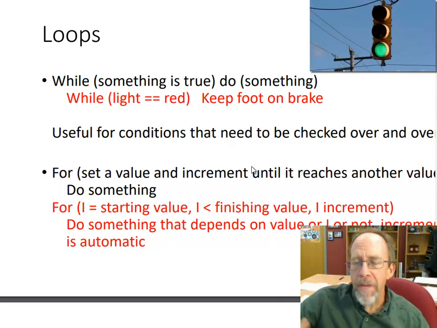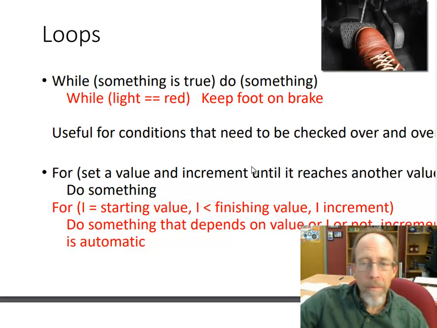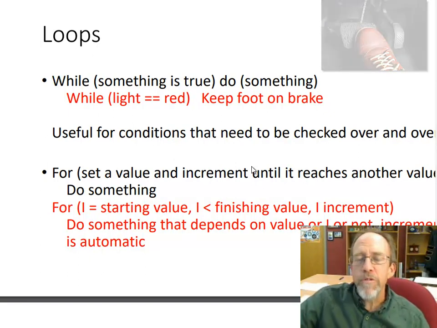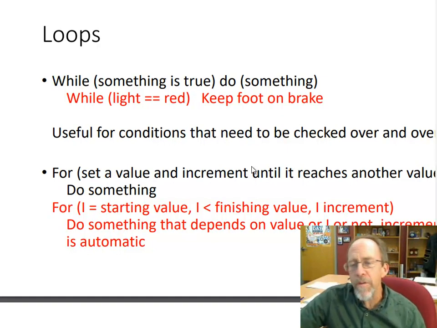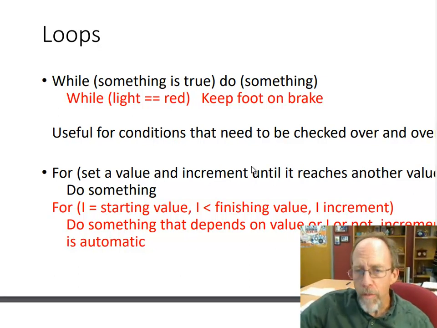Now that something can be a much bigger, more complex thing. So my example is, while the light is equal to red, keep the foot on the brake. Well, if you're sitting at a red light and that light's red, you want to keep your foot on the brake. And when the light is not red, you're going to probably do something else, which would be the next line in the program, which would be a procedural type program. You go from one line, and when you get done with that line you move on to the next one, and you execute what the next line tells you to do. That's one type of loop.